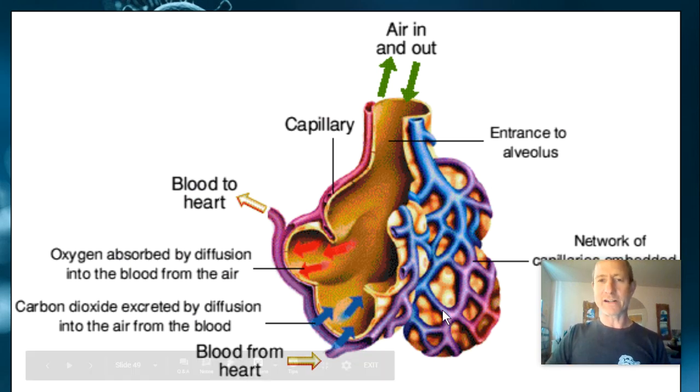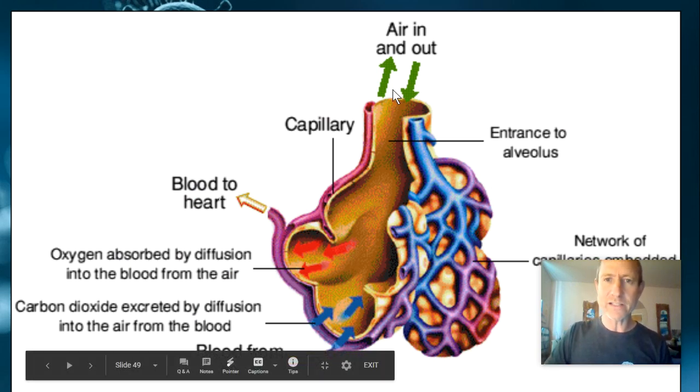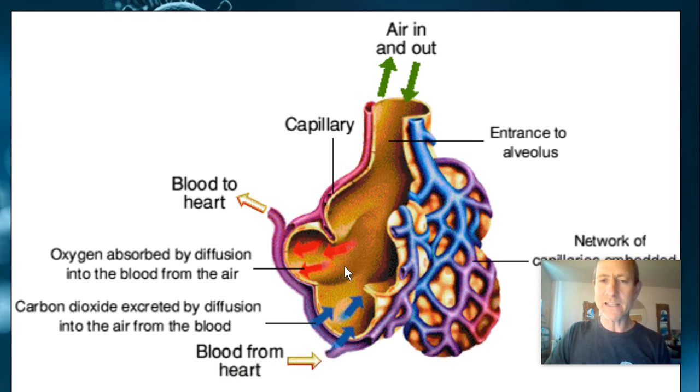So here's these capillaries that are surrounding this alveolus. We have air coming into this hollow sac looking thing, and we've got air leaving. And when the air comes in, it's higher in concentration of oxygen than it is when it leaves. And when the air comes in, it's lower in concentration of carbon dioxide than it is when it leaves. I'll let you rewind that and listen to it a couple times so you can understand what I'm talking about.